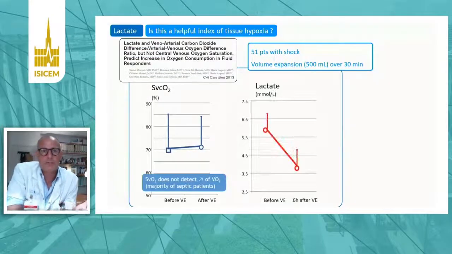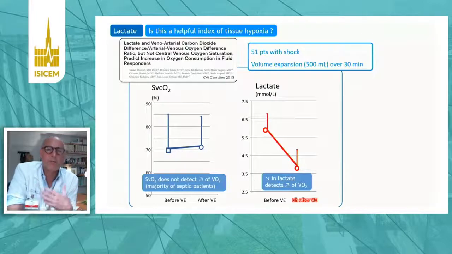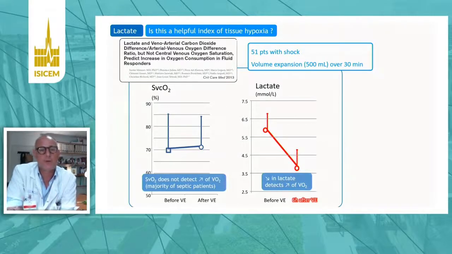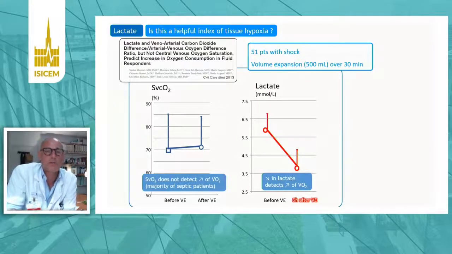Just to illustrate that, in that study, in mainly septic patients, we gave fluid and the oxygen consumption improved in these patients, and we wanted to know which marker could indicate the improvement of oxygen consumption. It was not SCVO2 because it was normal in these septic patients and remained normal. Lactate actually detected the improvement in tissue perfusion, but we had to sample it late, 6 hours only after fluid infusion, a delay in the changes following hemodynamic alterations.